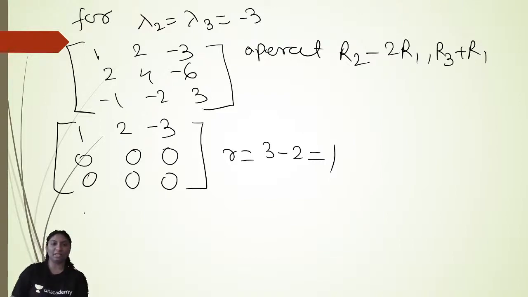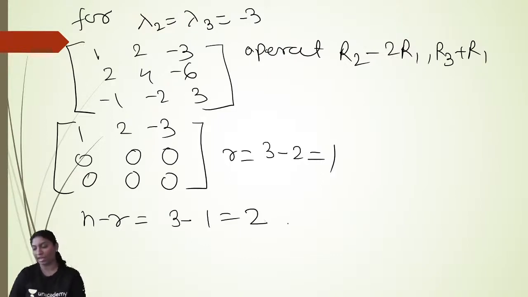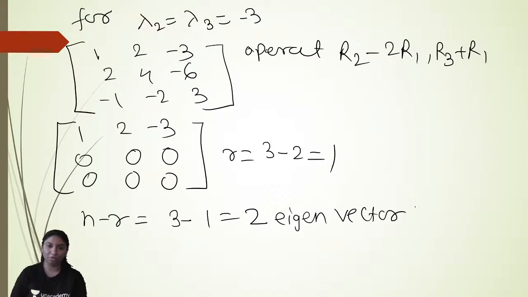Now if rank is equal to r, then there are n minus r possible eigenvectors. So 3 minus 1, that is 2 eigenvectors are possible.